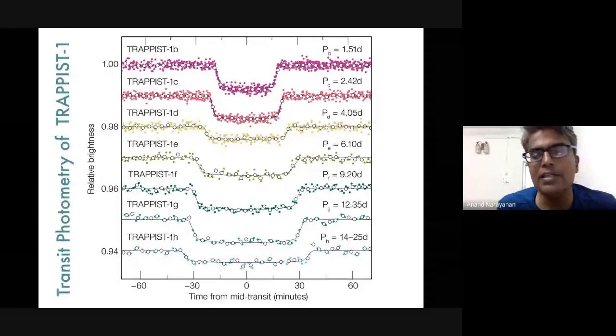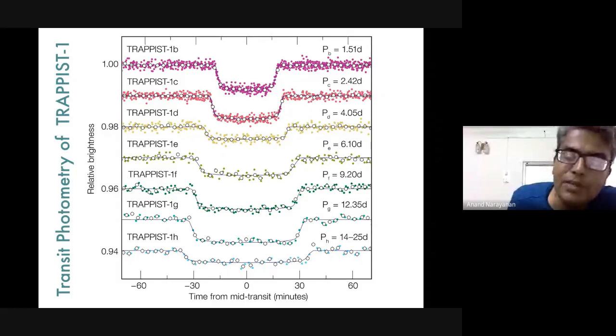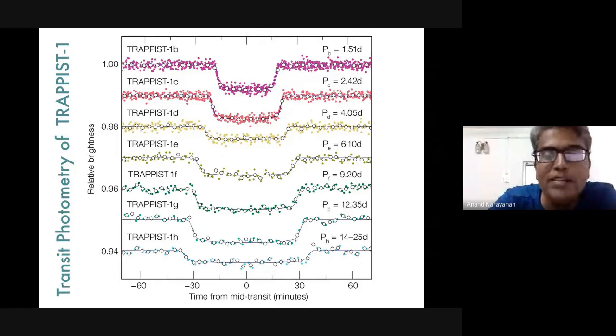What is interesting here is, if you look at the time periods of these planets, one planet takes about 1.5 Earth days to go once around the star. Another planet takes about 2.5 Earth days. The third planet takes about 4 Earth days. The fourth one takes about 6 Earth days. The fifth, 9 Earth days. The planet that takes the longest period takes only about 2 to 3 weeks, whereas we take 365 days to go once around the sun.